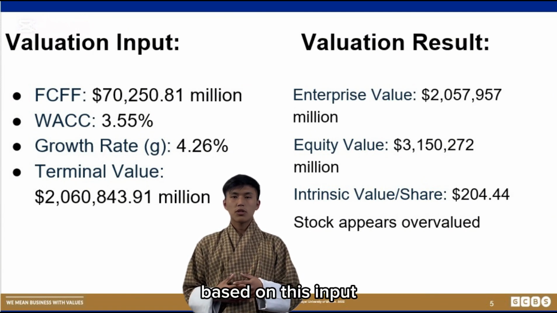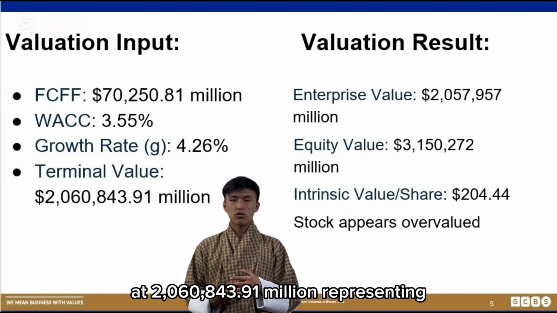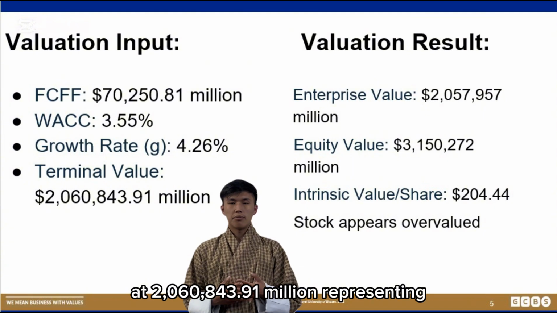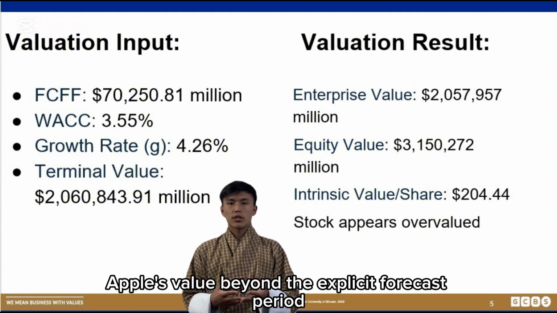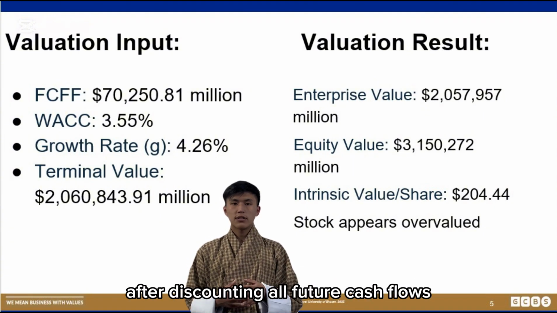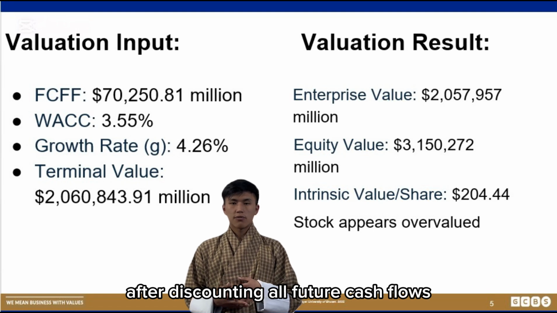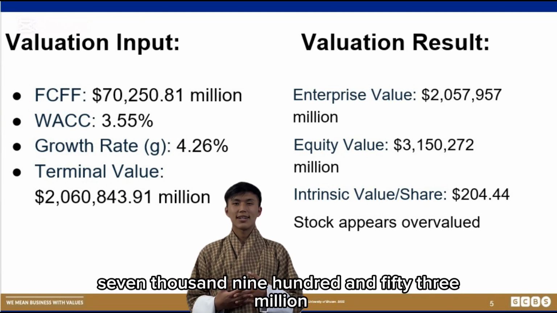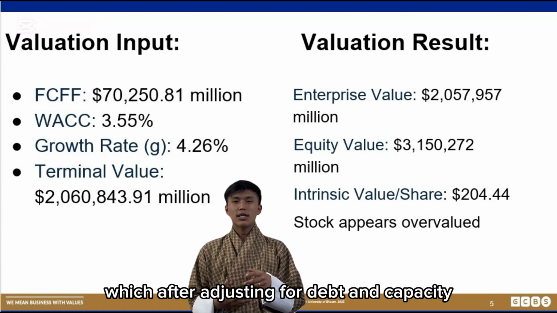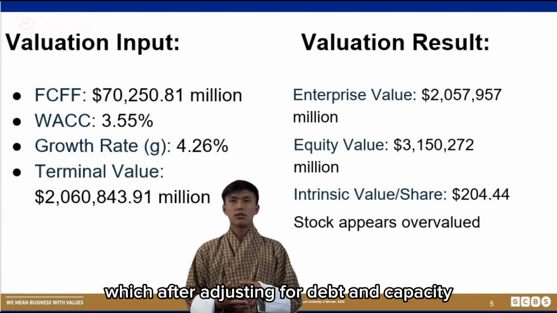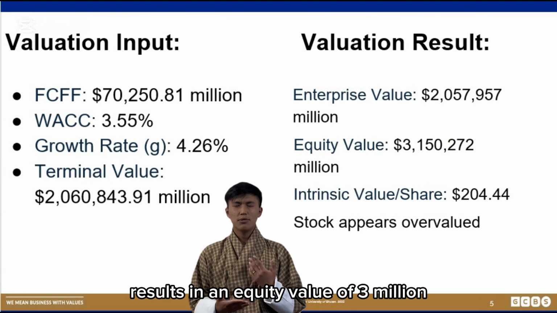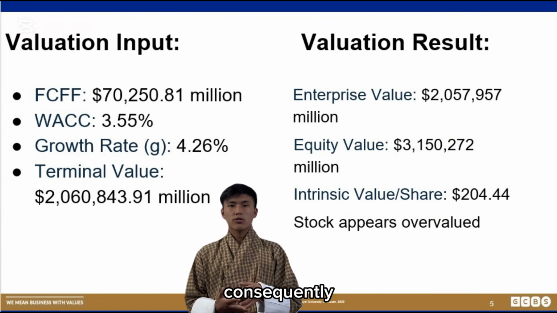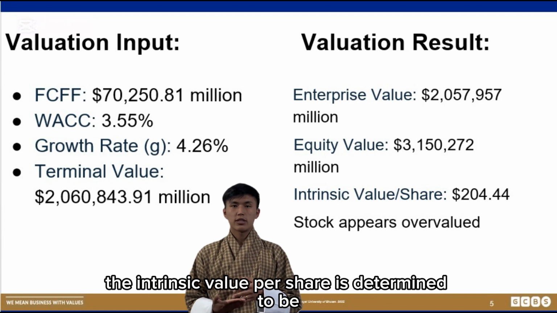Based on these inputs, the firm's terminal value is calculated at $2,060,843.91 million, representing Apple's value beyond the explicit forecast period. After discounting all future cash flows, the estimation yields an enterprise value of $2,057,953 million, which after adjusting for debt and cash results in an equity value of $3,150,272 million.